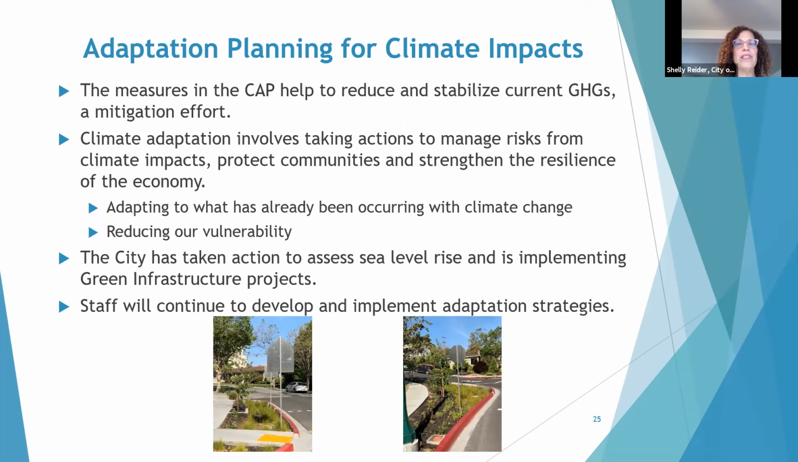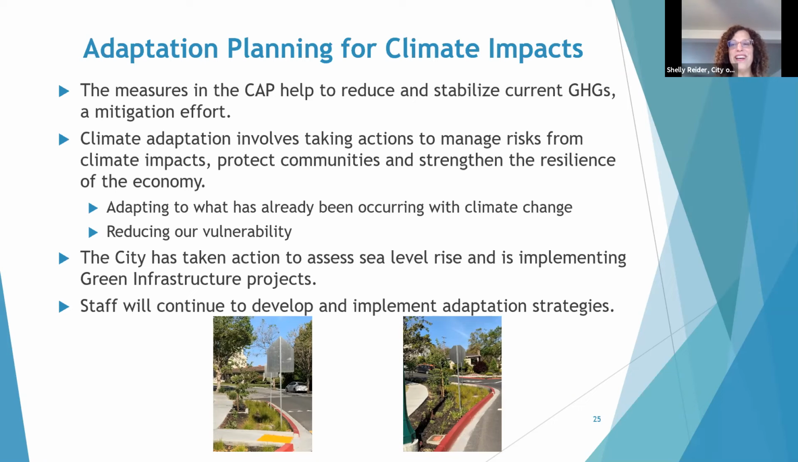I wanted to briefly touch upon adaptation planning. The measures in the Climate Action Plan help to reduce and stabilize the current greenhouse gases, which is considered a mitigation effort. Climate adaptation involves taking actions to manage risks from climate impacts, to protect communities, and strengthen the resilience of the economy. So it's adapting to what has already been occurring with climate change and reducing our community's vulnerabilities. The city has taken action to assess sea level rise and is implementing green infrastructure projects, and we will continue to develop and implement these strategies.